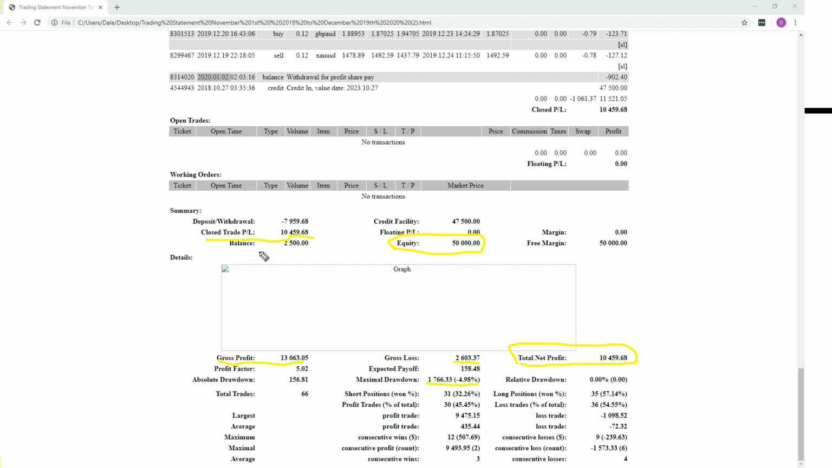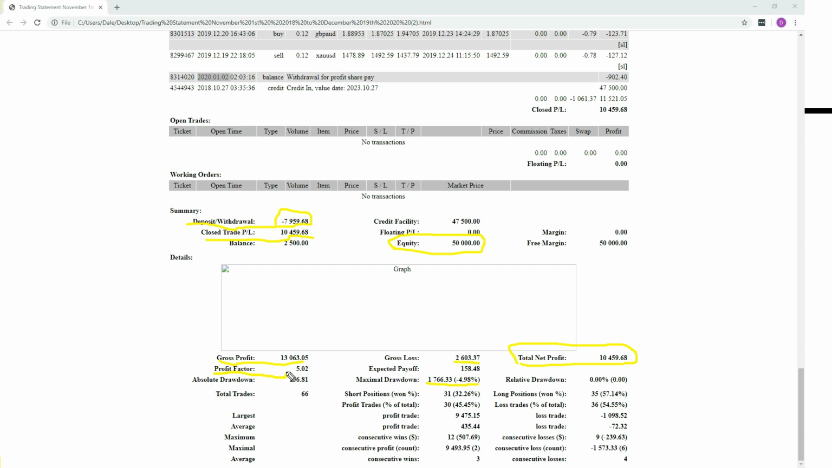Now, the next thing that I want you to look at is the withdrawal. So I've withdrawn in that period, I just took out of this account, whatever it was, just short of £8,000, £7,959. The next major thing that I want you to be fully aware of is the profit factor.